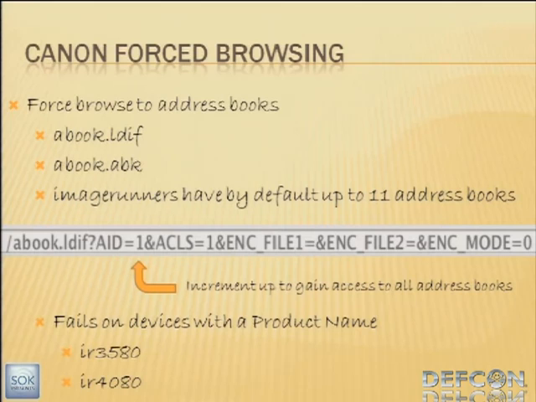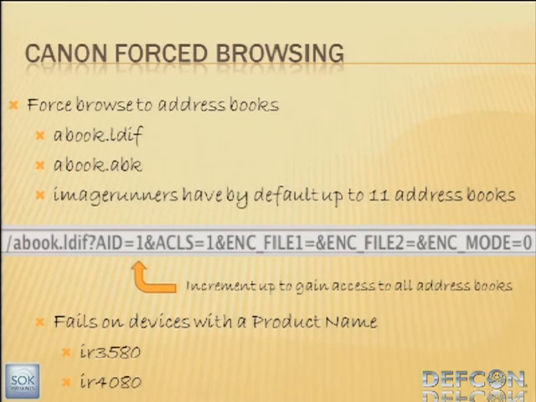Also, a quick note, earlier this year I had mentioned that I thought this was patched in a lot of devices because I was getting failures on a number of occasions. Well, I started analyzing a number of imageRUNNER devices, and I noticed that these two models here, product names IR3580 and IR4080, are the only two that I can find that this fails on. It works on all the others that have this address book functionality. Not that there may not be a way to get around it on these devices, but this method fails on them. But it doesn't fail on all the other ones.